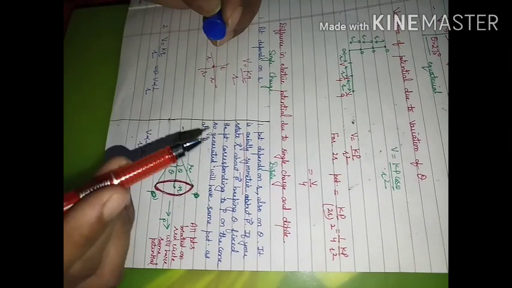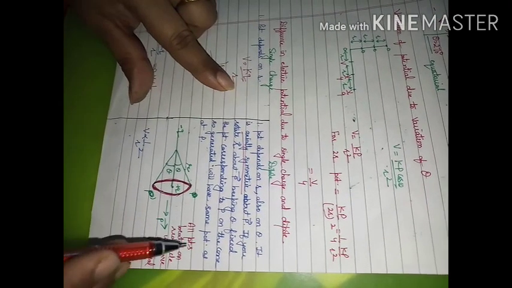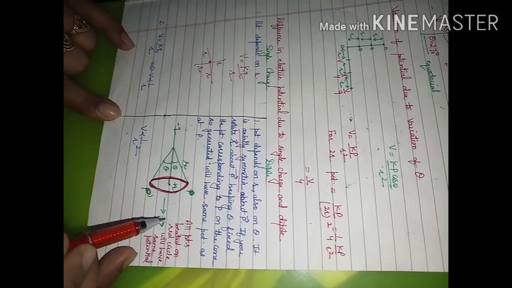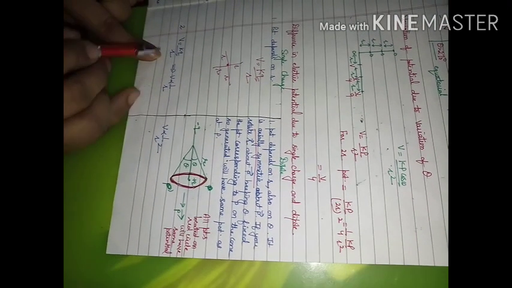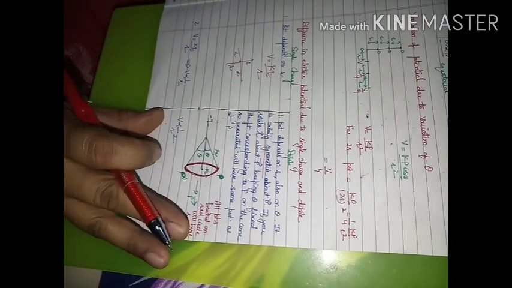For this type of rotation, r will remain the same, theta will remain the same, so the value of potential will also remain the same. It has inverse relation with r, it has inverse relation with r square.